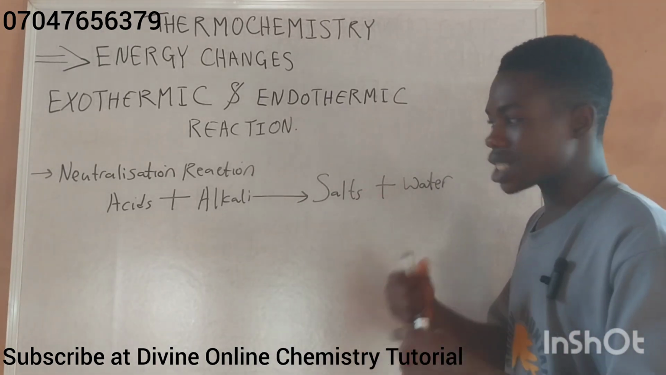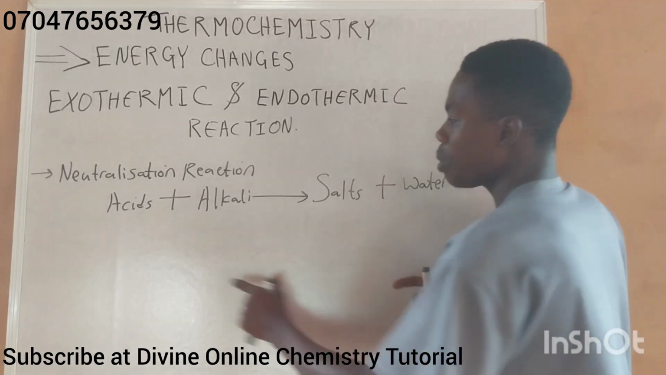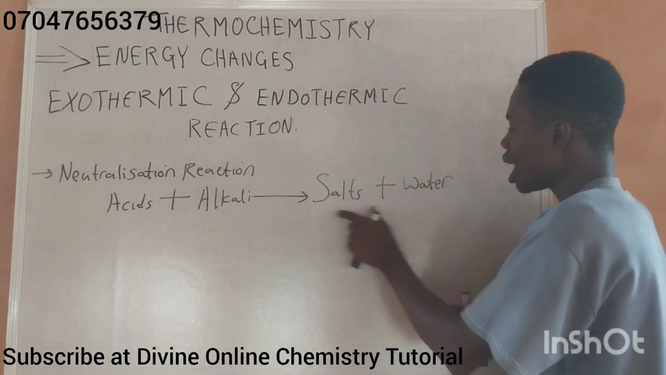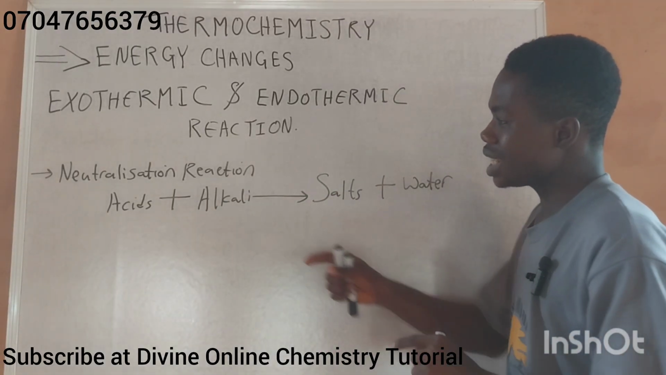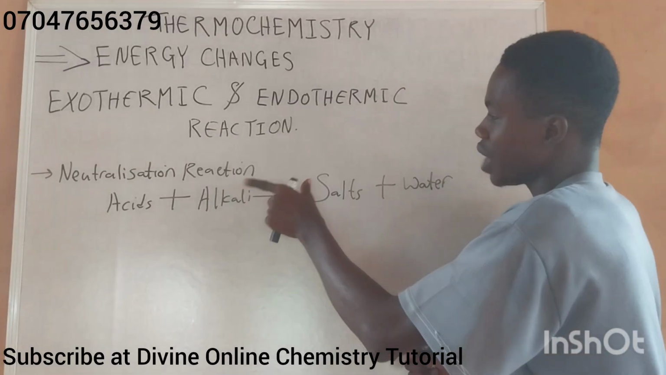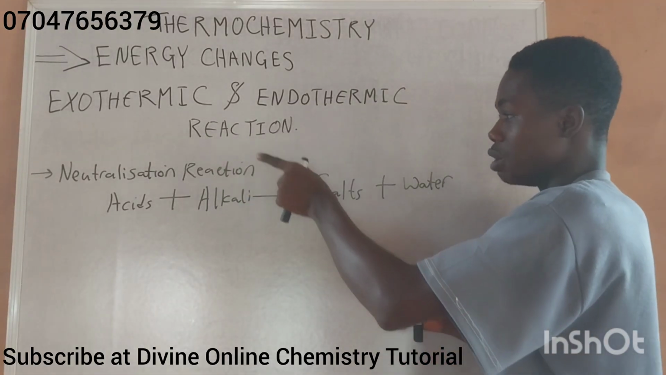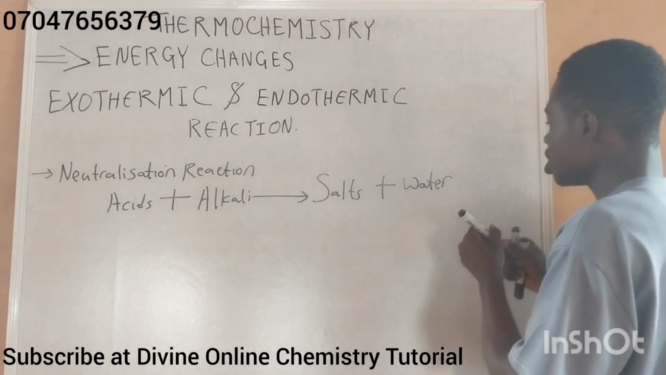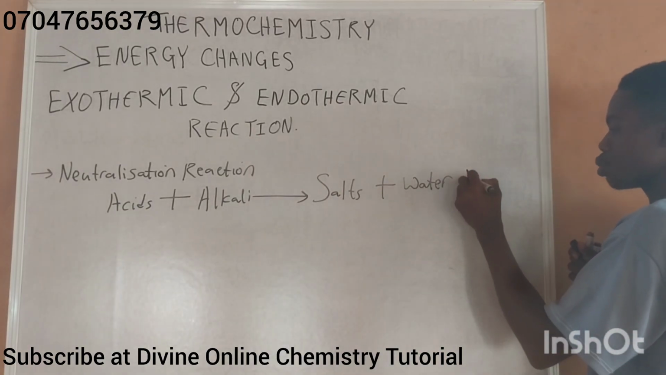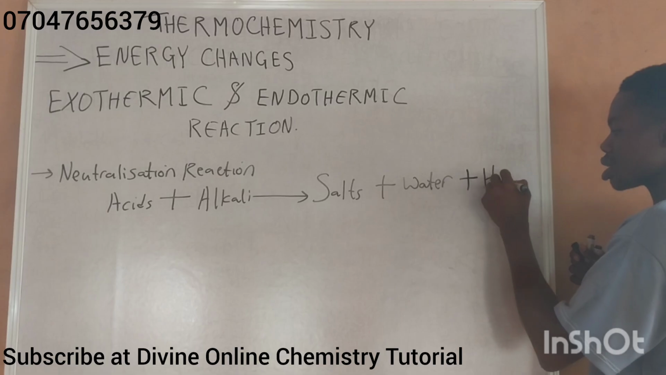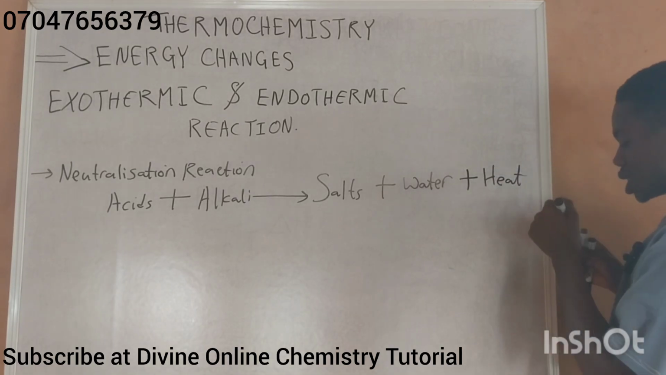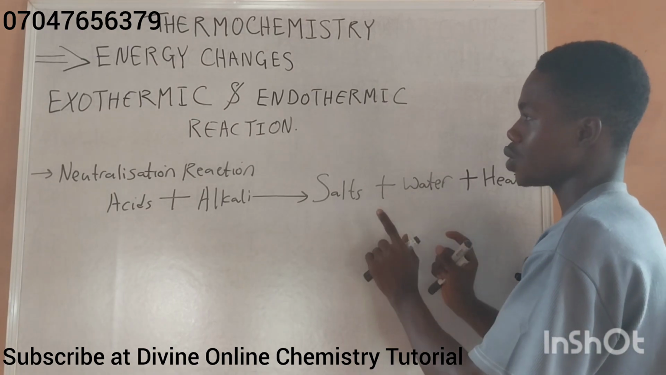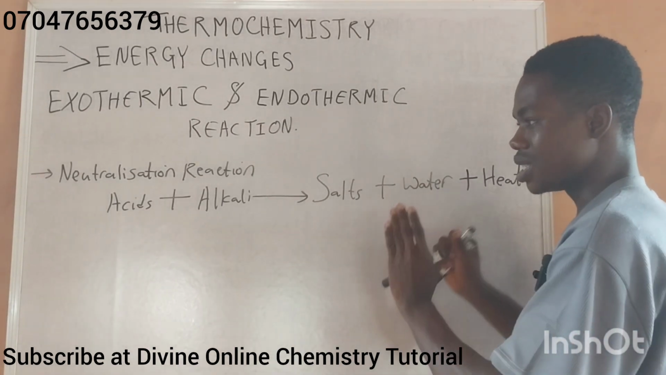Now, like I said earlier on, neutralization reaction is the process whereby an acid reacts with an appropriate amount of alkali to form salt and water only. And I said earlier on that neutralization reaction is one of the examples under exothermic reaction. Because it is one of the examples under exothermic reaction, there will be heat, so it will be plus heat. Please take note of this. So this explains neutralization reaction under exothermic reaction properly well.